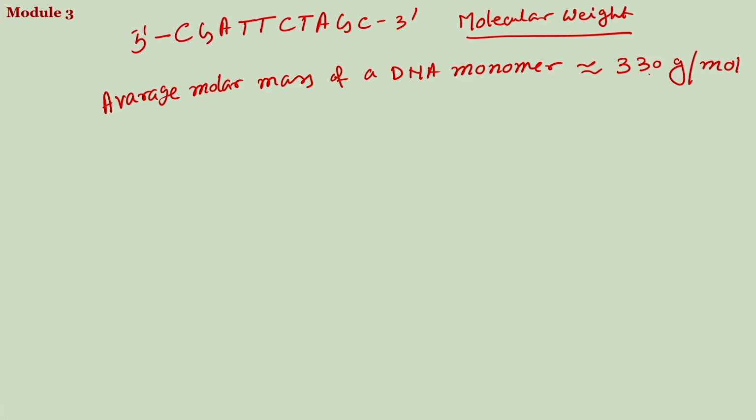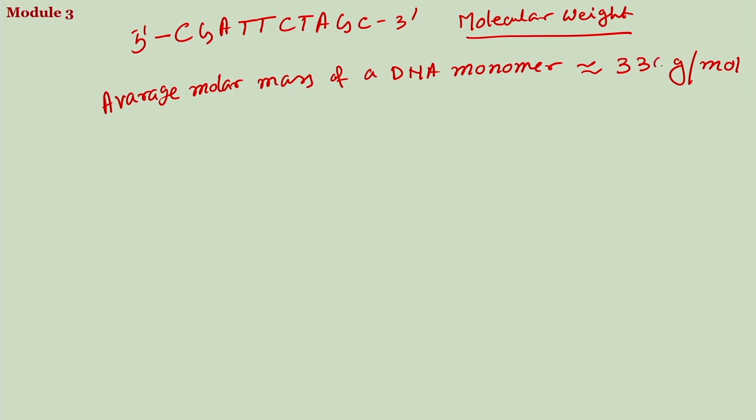That is the number which has been calculated taking the average of all 4 nucleobases, and it is assumed that your DNA will be composed of almost equal number of all 4. So, it is of course not the accurate measurement, but an approximate calculation. 330 gram per mole is the average molar mass of a DNA monomer, that includes the phosphates, that includes the sugar.